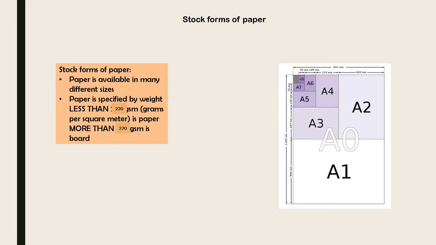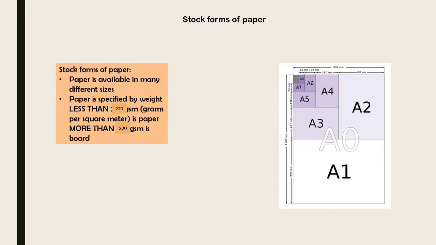So the last one then is stock forms of papers. Now, first of all, the key term to know is right here, which is grams per square metre, GSM. What that basically is, is how you identify the difference between paper and card or board. So the magic number is 220. Anything that is less than 220 GSM officially counts as paper, and anything that is 220 and over is denser, it is thicker. That means that it's board, that is card.